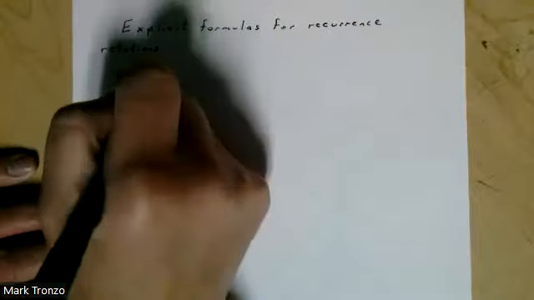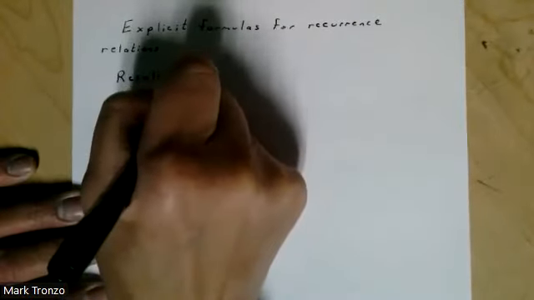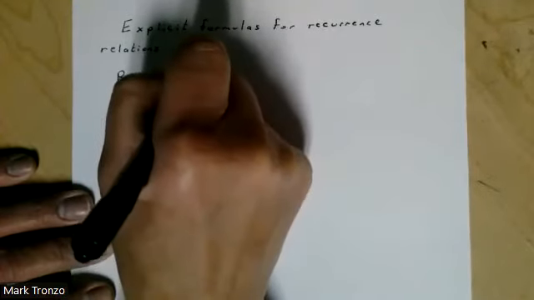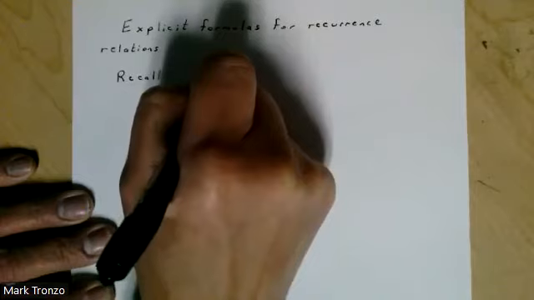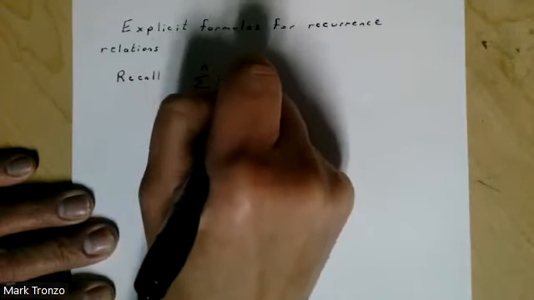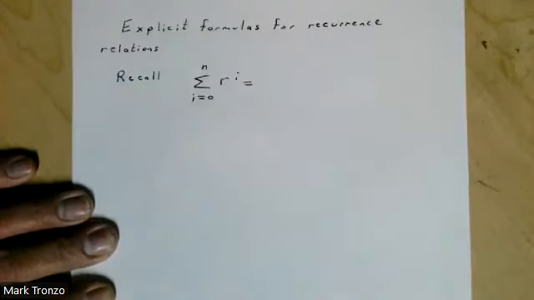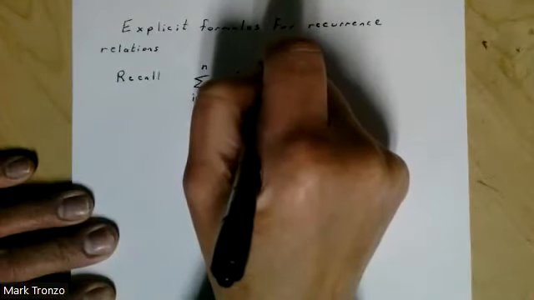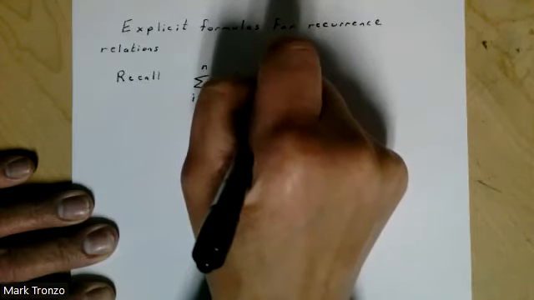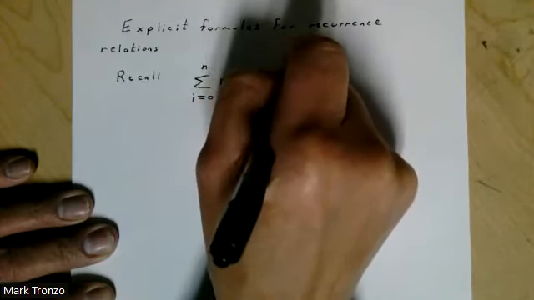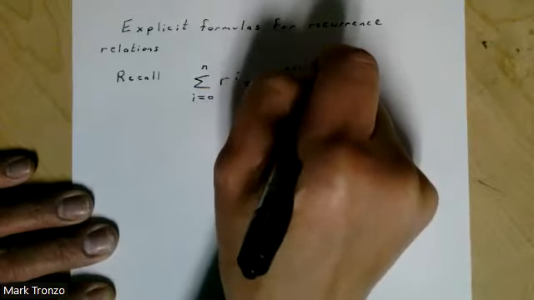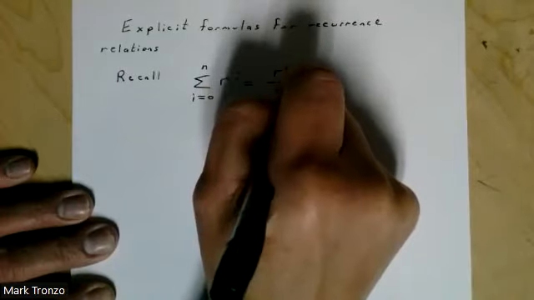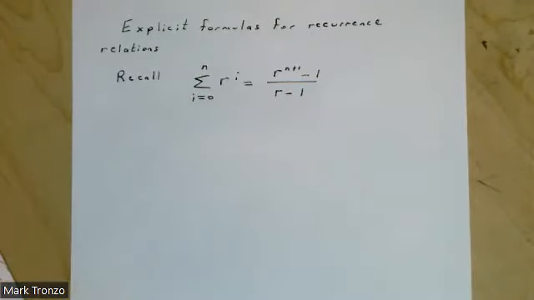Recall that if you have a summation, say i equals 0 to n, of r to the i, this is equal to r to the n plus 1 minus 1 over r minus 1.